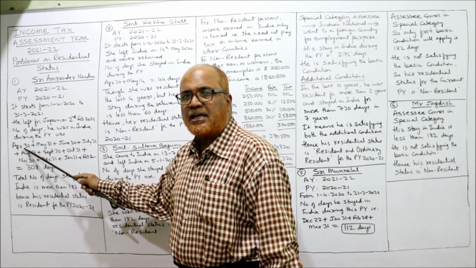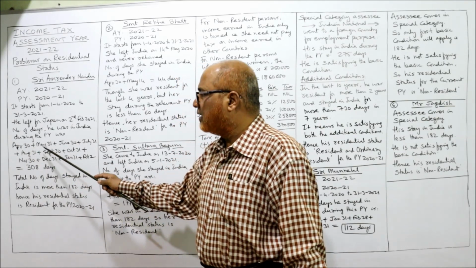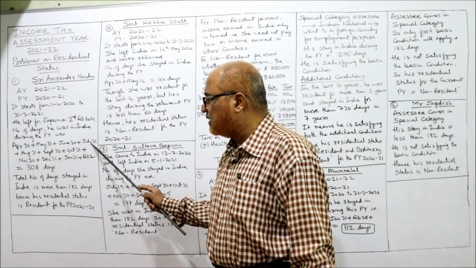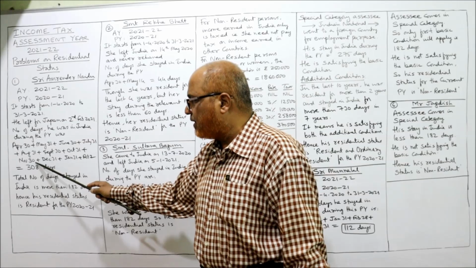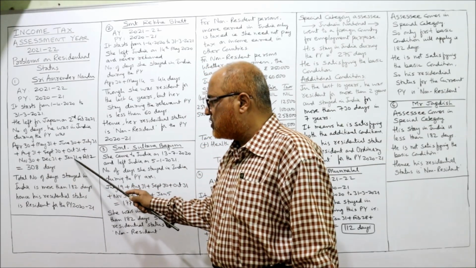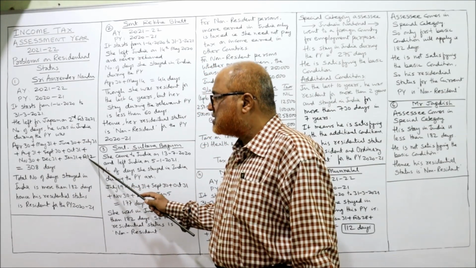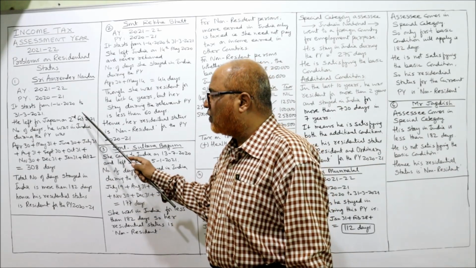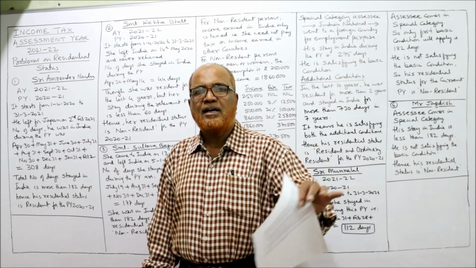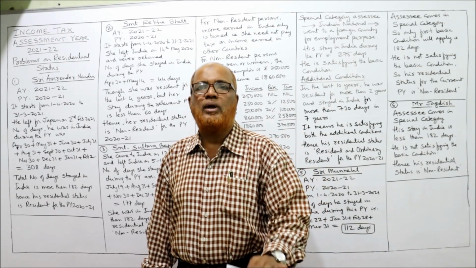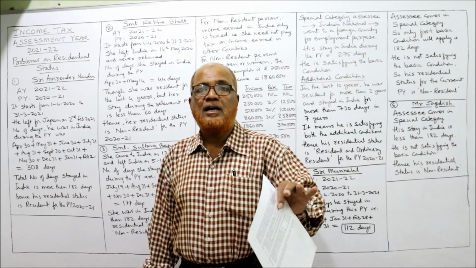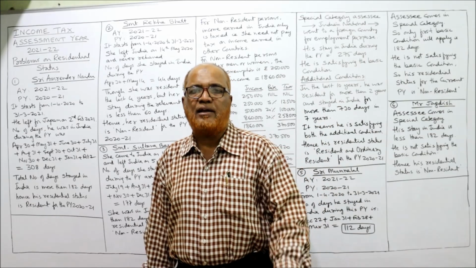So April, how many days are there? 30 days. So May 31, June 30, July 31, August 31, September 30, October 31, November 30, December 31, January 31, February 2nd. Because on 2nd February he left, so leaving the country is on 2nd Feb. So we include 2nd Feb also in India. From 3rd Feb onwards he was not in India.